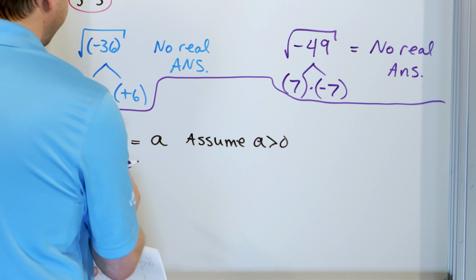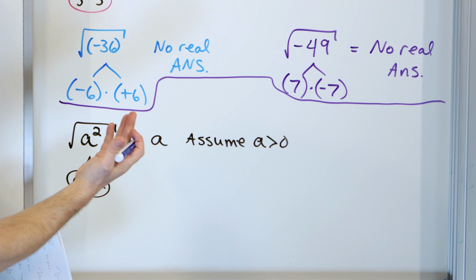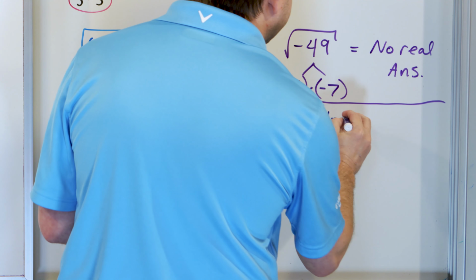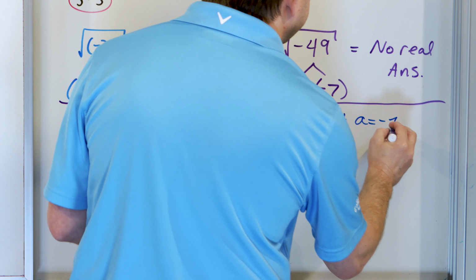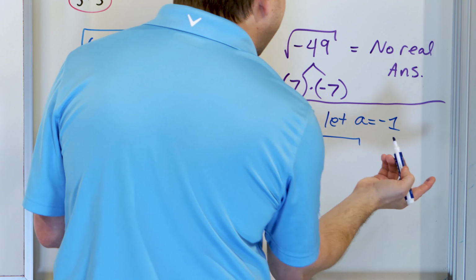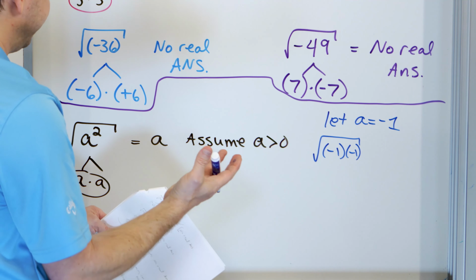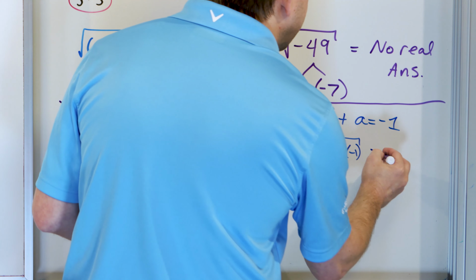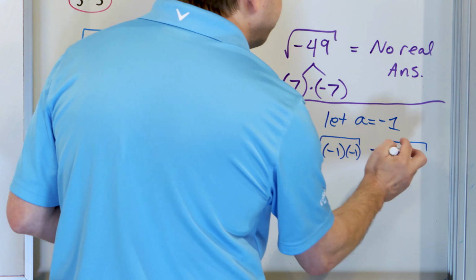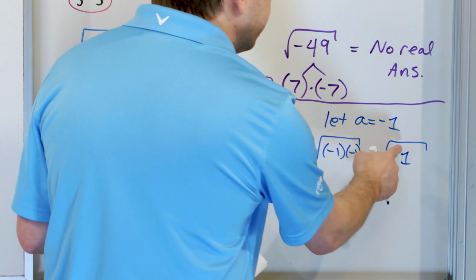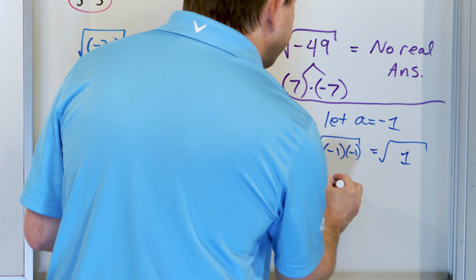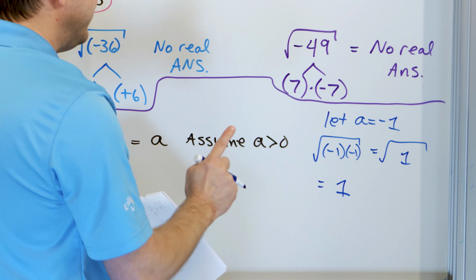If a is negative, then let's say a is equal to -1. Then what we're saying is the square root of a squared is -1 times -1. That's what a squared is, all right? But that means that underneath this radical, -1 times -1 is +1. And the square root of 1 is +1. So you see what happens?